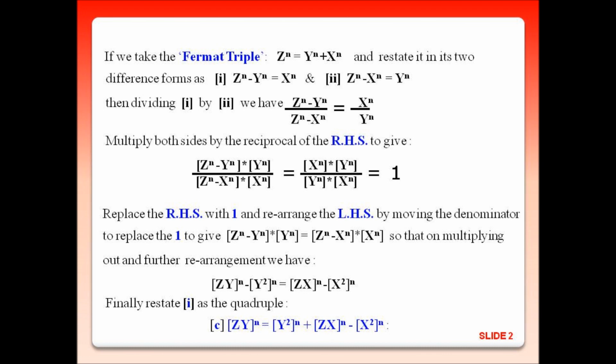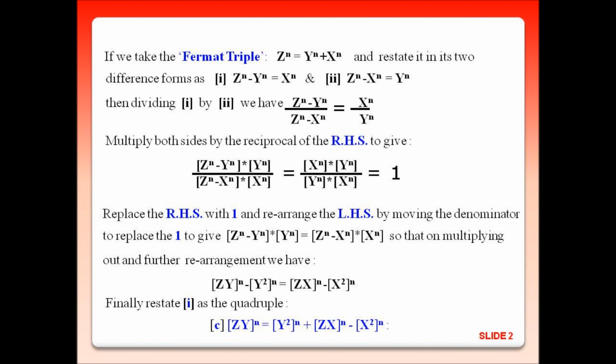If we take the Fermat triple z to the n equals y to the n plus x to the n, and restate it in its two different forms as (1) z to the n minus y to the n equals x to the n, and (2) z to the n minus x to the n equals y to the n, then dividing 1 by 2 we have z to the n minus y to the n, all divided by z to the n minus x to the n, is equal to x to the n divided by y to the n.